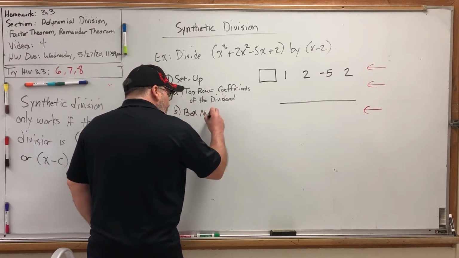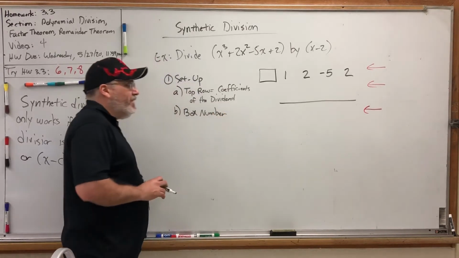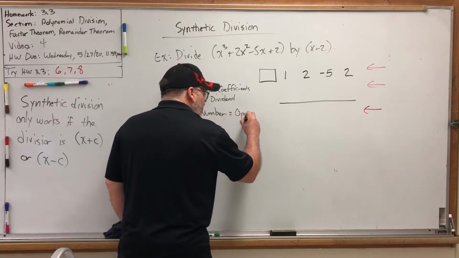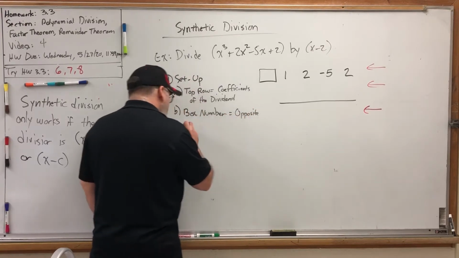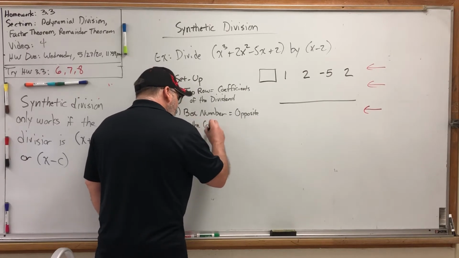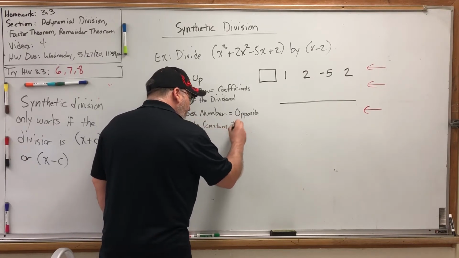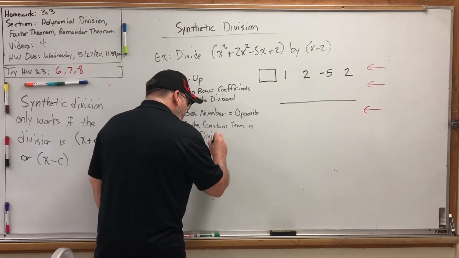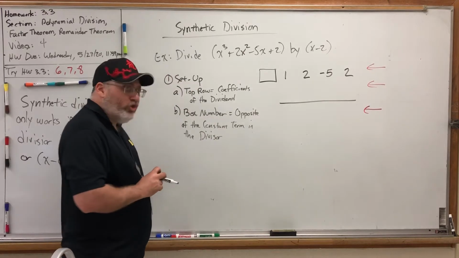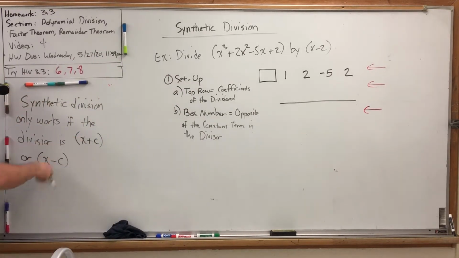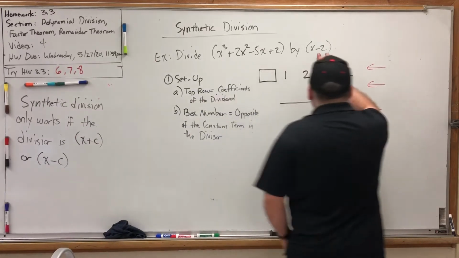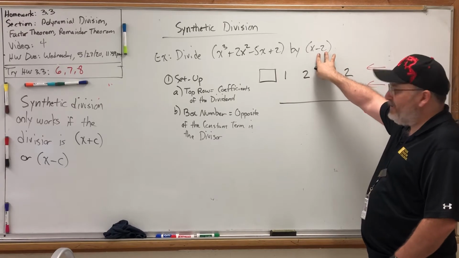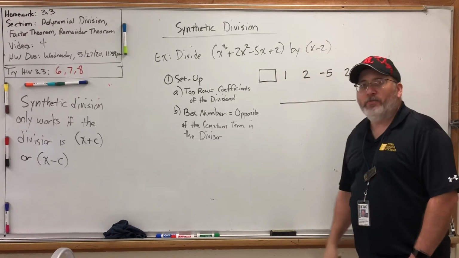And the box number comes from the divisor, but it's not any of the numbers that you see. The box number is the opposite of the constant term in the divisor. So in other words, you look at your divisor, which is either x plus a number or x minus a number. You look at that number, and you put its opposite here. So since the constant term in the divisor is a -2, in the box I'm going to put a +2.